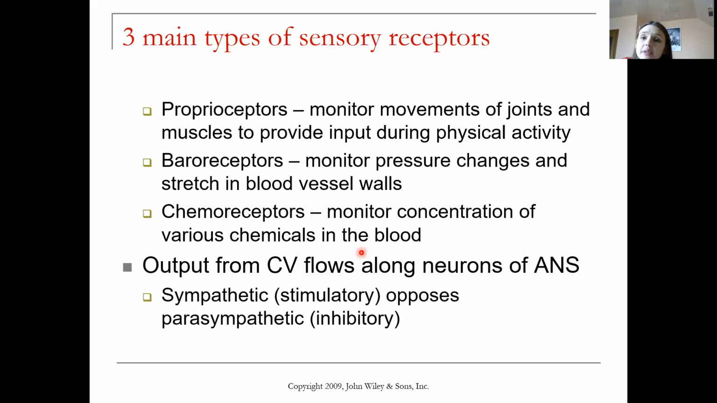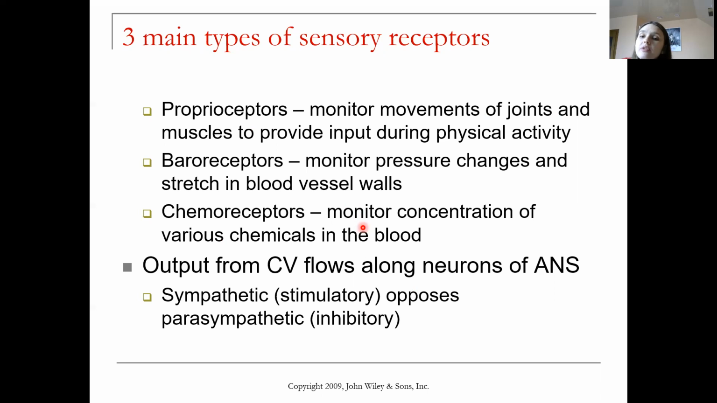So, three main types of sensory receptors. Proprioceptors, as I told, monitor movements of joints and muscles to provide input during physical activity. So logically, during physical activity, the heart needs to contract more frequently and with a bigger force in order to pump more blood, which is then delivered to all tissues and organs in the body. Baroreceptors mainly monitor pressure in the aorta and carotid sinus, their ability to stretch or expand due to increased blood volume, or recoil due to decreased blood volume in the vessels.